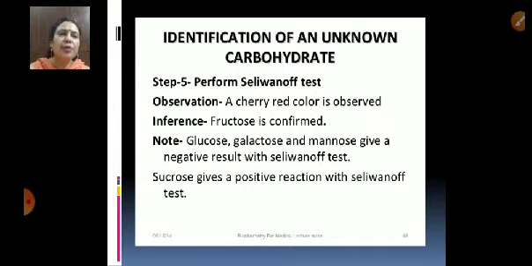Then we perform Selivanov's test. Selivanov's test is given positive by sugars which contain ketonic group, keto sugars. So if a cherry red color is obtained, then the sugar is a ketonic sugar and presence of fructose is confirmed. Glucose or galactose or mannose give negative Selivanov's test. Sucrose after hydrolysis gives the test positive.